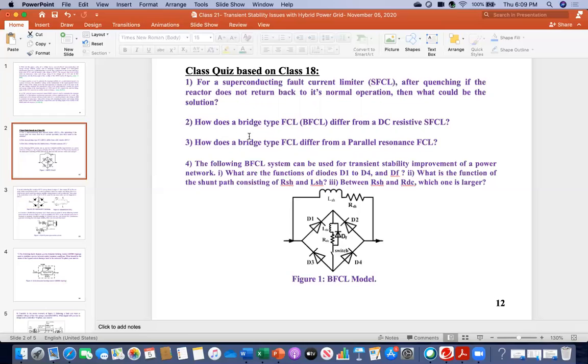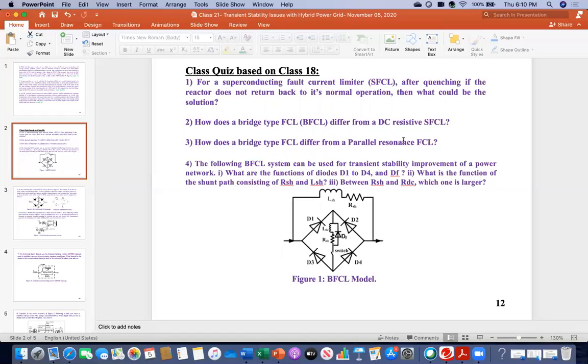Now, how does a bridge type FCL, BFCL, differ from a DC resistive SFCL? So here, what did you write as the answer? Do you have the answer with you, the hard copy that you uploaded, I mean the PDF file? Does anybody have it with you, or you don't have those things right now? I do have it, Dr. Ali. What answer did you write for 2?